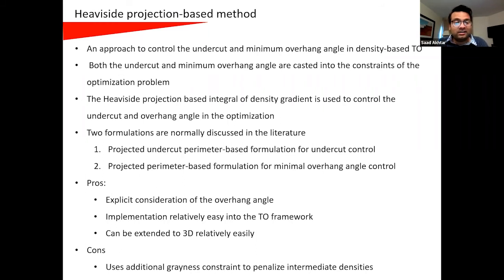The pros, like I said, explicit consideration of the overhang angle. Its implementation was relatively easier in the framework that was already built at the NRC. And the good thing is it can also be easily extended to 3 dimensions and to unstructured grids. So that was a big motivation for us. And the cons, I'm going to talk about in a bit more detail, and how we got around that con, which was using an additional grayness constraint to penalize the intermediate densities.